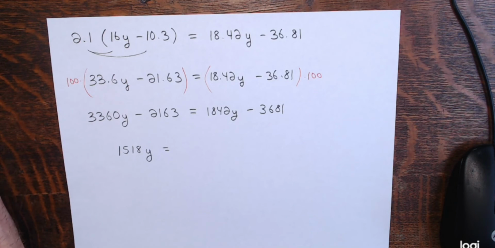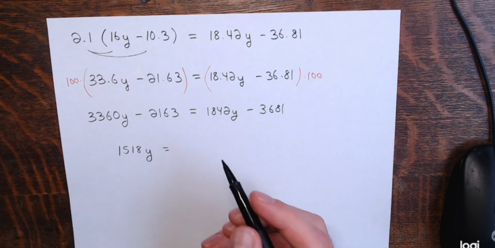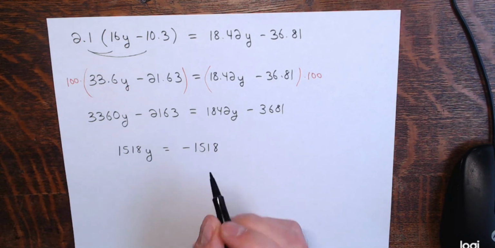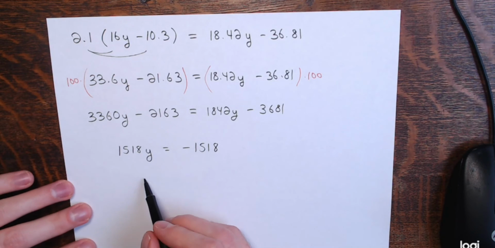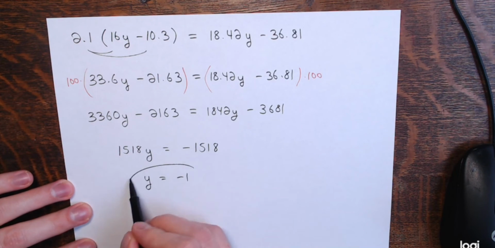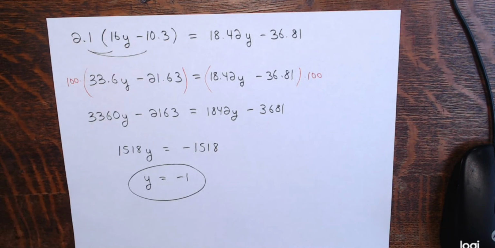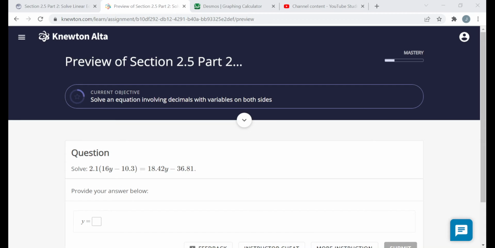So it's negative 3,681 plus 2,163. So that'd be negative 1,518. Well, this is great. This is easy to see. I'm hoping you see that y equals negative 1. All right, if I divide something by its opposite, I get negative 1. All right, again, don't forget to check that back in the original equation if you want. I'll leave that to you, though.